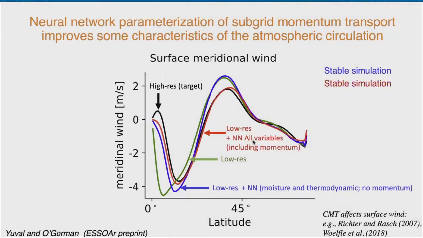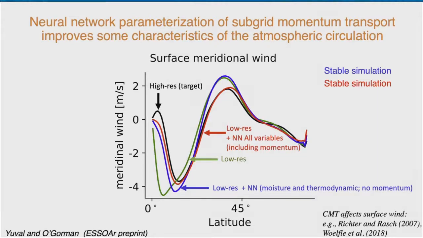The last line is a simulation where we ran a low resolution simulation with a neural network for all variables, so including moisture, thermodynamic, and momentum variables. And the simulation is stable, we can run it for a long time. And you can see already that the red line is much closer to the black line compared to the other simulations. So basically we have an online simulation where we implemented the neural network parameterization for momentum, and it corrects some aspects of the circulation to be closer to the high resolution simulation, with the caveat that we know that it was very difficult to predict these momentum fluxes.